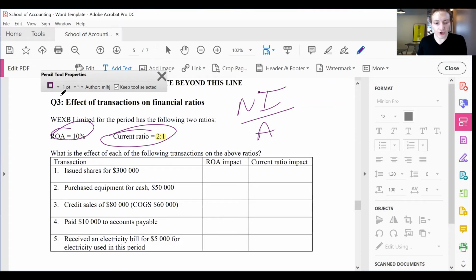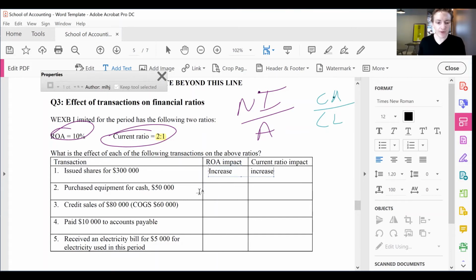The current ratio is your current assets over your current liabilities. So in this case, we're increasing our cash. Cash is a current asset. So therefore, our current ratio would also have to increase. So both of these are going to increase.